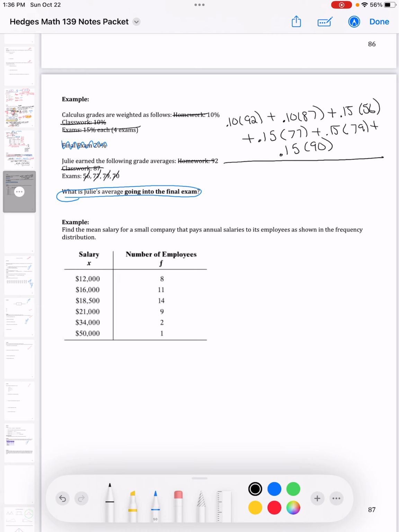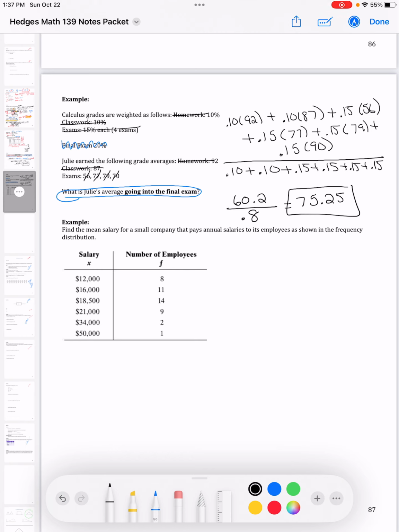On our denominator, we've got the 10% for homework, the 10% for classwork, and the 15% from each exam. If I add across the numerator, that's going to give me 60.2. The denominator would give me 0.8. And when I go to divide those out, I get 75.25 for my final grade going into the final exam.